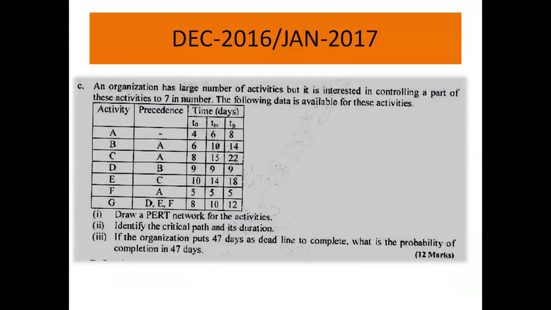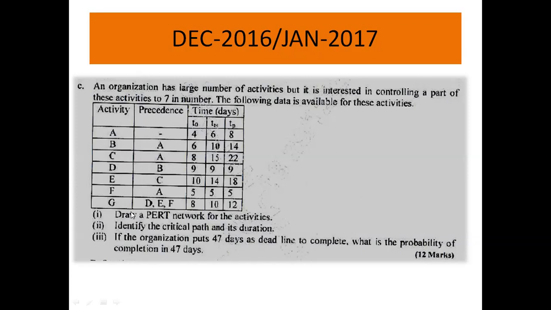The problem goes something like this. An organization has a large number of activities, but it is interested in controlling a part of these activities, 7 in number. The following data is available for these activities. Here the activity and precedence relationship is given, and three time elements, optimistic, most likely and pessimistic, are given in terms of days.